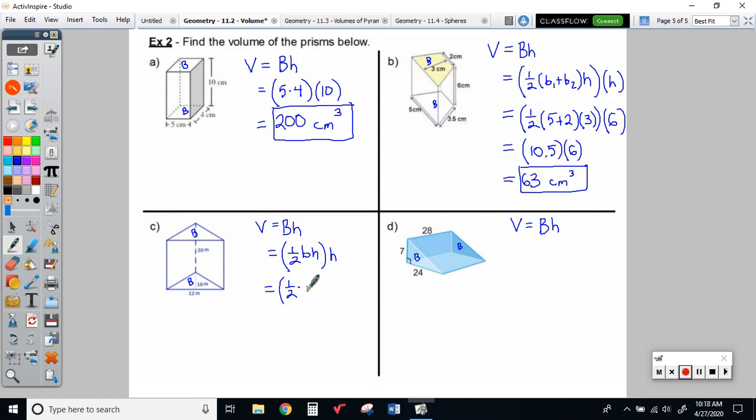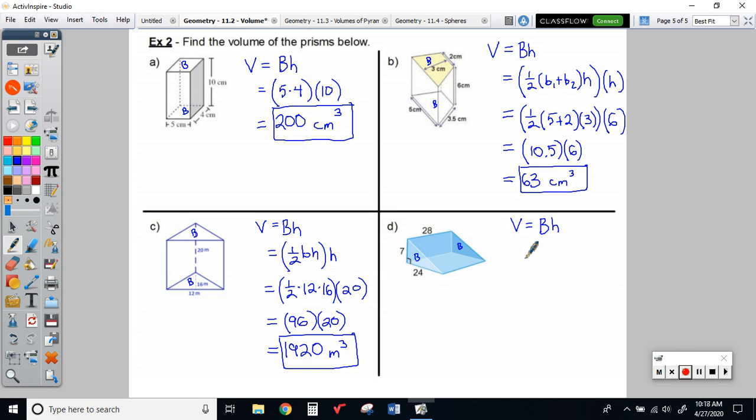So I've got 1/2 times 12 times 16, and then the height of the prism, this 20, is referring to this length from here to here. So we've got that times 20. And so this one would be 1/2 of 12, which is 6. 6 times 16 is 96. And if I multiply that by 20, I have 1,920 meters cubed.